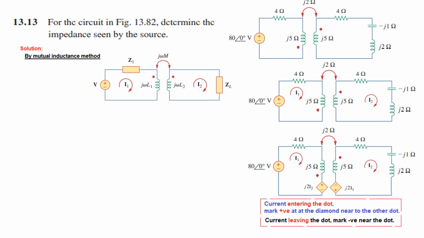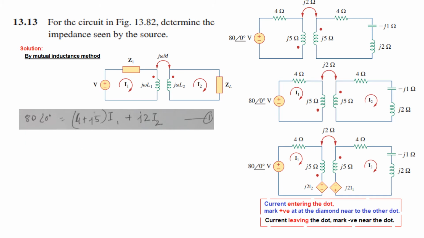So let's see now here. This current is leaving the dot. In this case the dot is up, so the upper side will be negative and the lower side is positive. Same here. Current is leaving the dot. In this case the dot is at the bottom, so the bottom side will be negative and the top side will be positive. So this way we have marked the induced voltage direction, and now we are ready to write the equations.